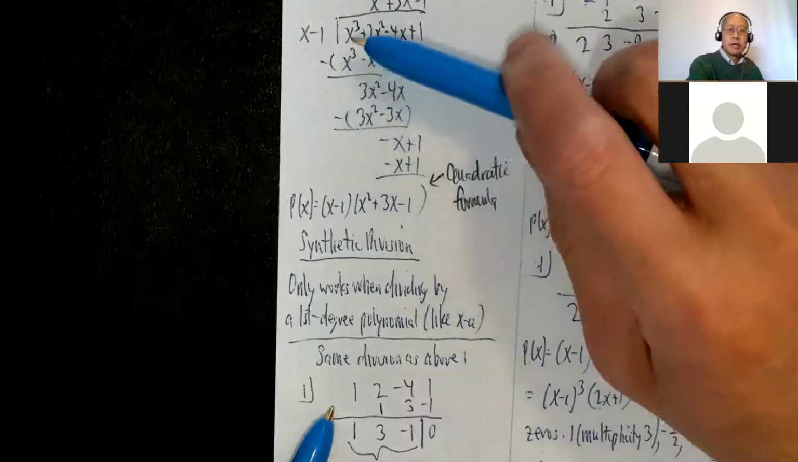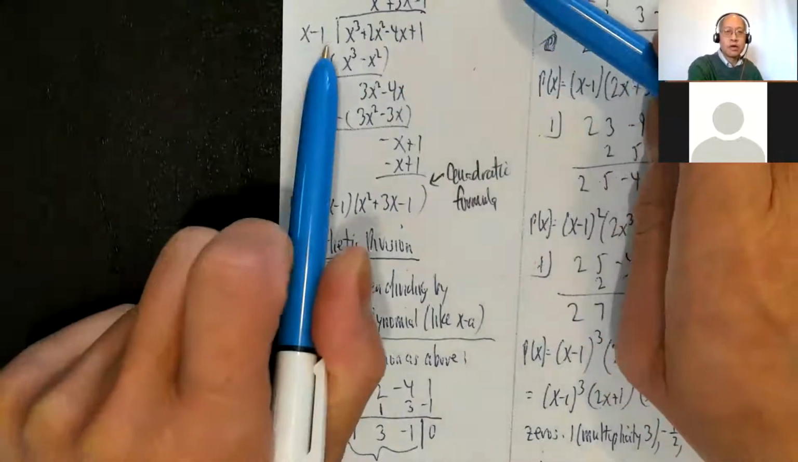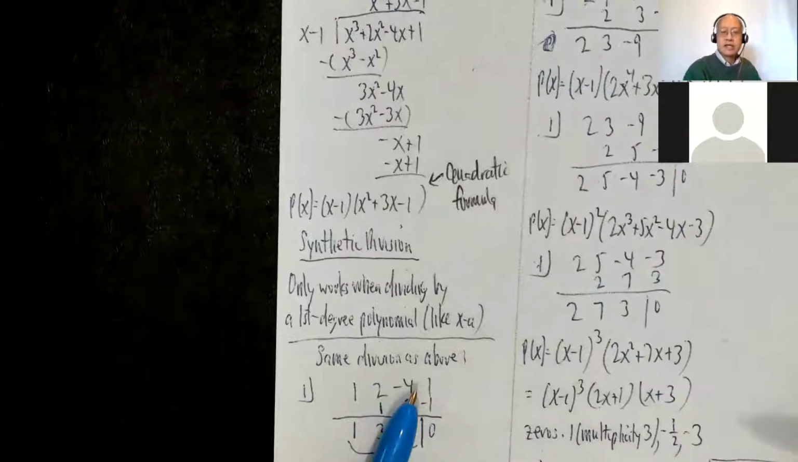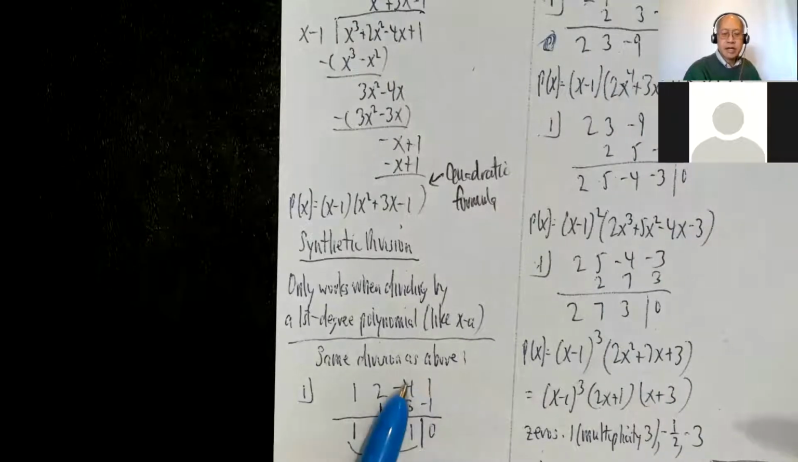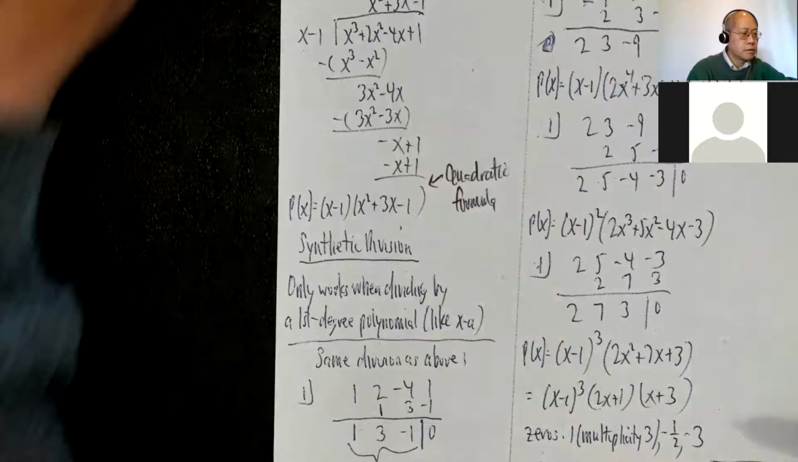Okay, so one more time. Don't bother putting x cubed, x squared, x, and so on. Just put the coefficients, 1, 2, negative 4, 1. We still know this is units. This is x, x squared, x cubed. And I put a 1 here.